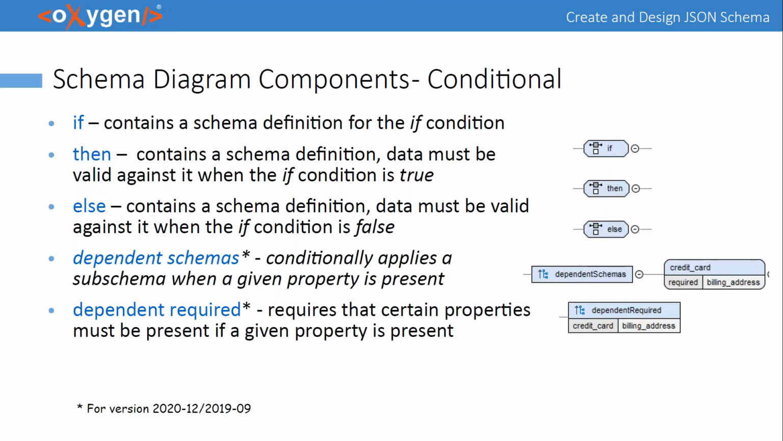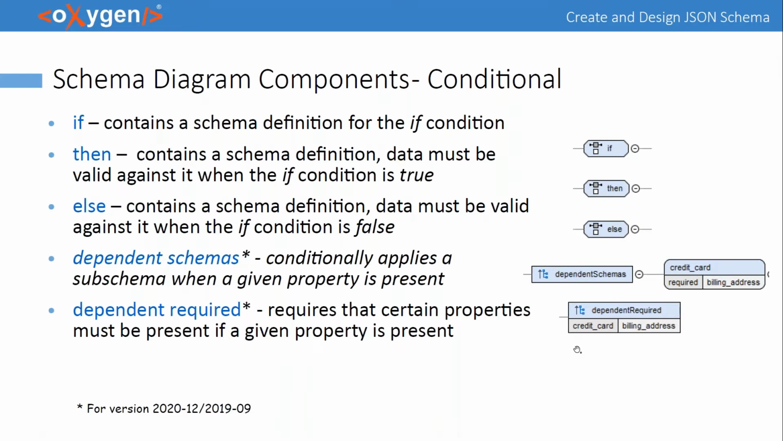There are also conditional components. So you have if then else that can be used in a JSON schema, and there is also the dependent schemas and dependent required that can be used to specify conditionally, for example, if a property is present, then another property should be also present, or if a property is present, then a specific schema should be used.